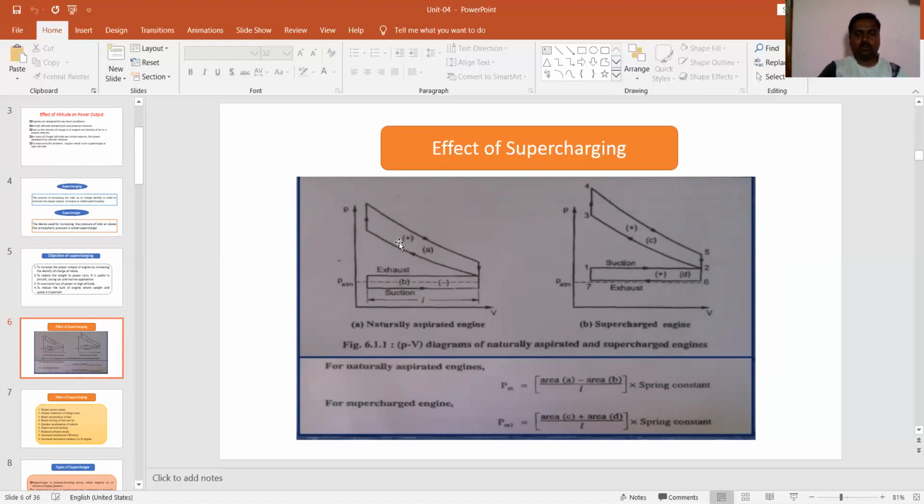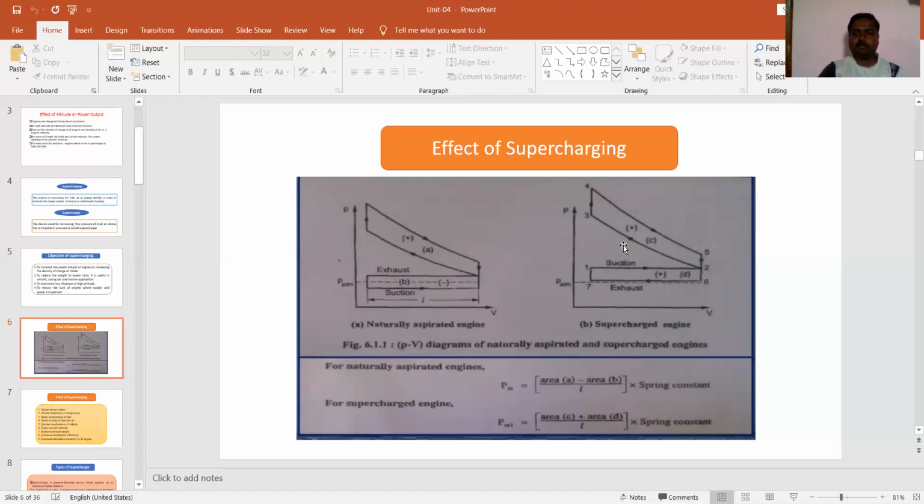If you calculate the resultant pressure, the mean effective pressure, then it is calculated by subtracting area B from area A. Here we are showing area A minus area B. Area B is subtracted from area A in order to calculate the mean effective pressure. This is the naturally aspirated engine, meaning not supercharged engine.